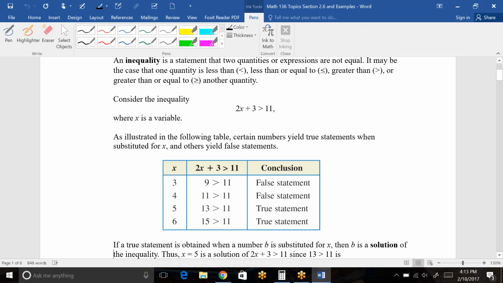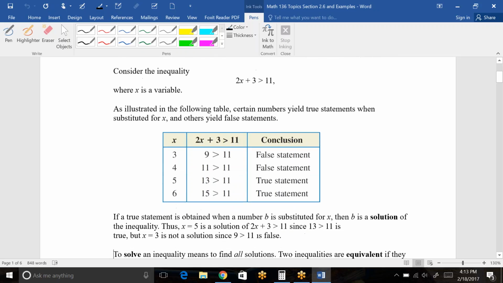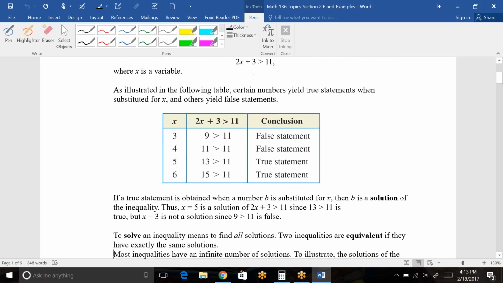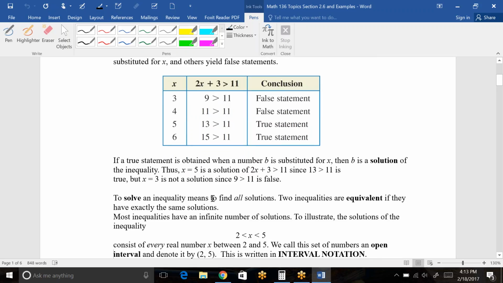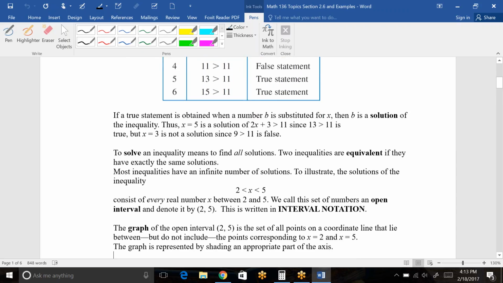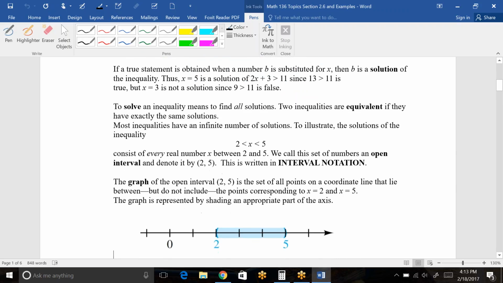So what we find out is that there's not just one solution. There's going to be a subset or group of the number line that's going to work and satisfy the inequality. If a true statement is obtained when you plug in a number for the x, then we know that number specifically is a solution to the inequality. To solve an inequality means to find all of its solutions. Two inequalities are equivalent if they have exactly the same solutions, just like two equations were equivalent if they had the same solution set. Most inequalities will have an infinite number of solutions.